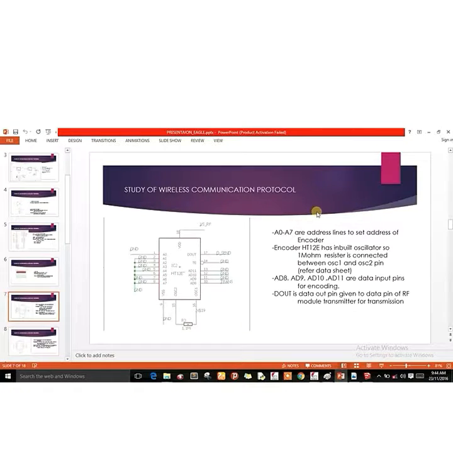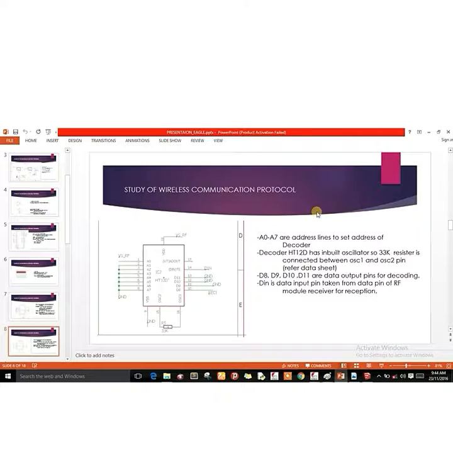Next one is the decoder. Similar to the encoder, the decoder, that is HT12D, has A0 to A7 as address lines to set the data address of the decoder, which are connected to the ground. D8, D9, D10, D11 are the data outputs after decoding. Din is the data received from the RF module, that is, the RF receiver.